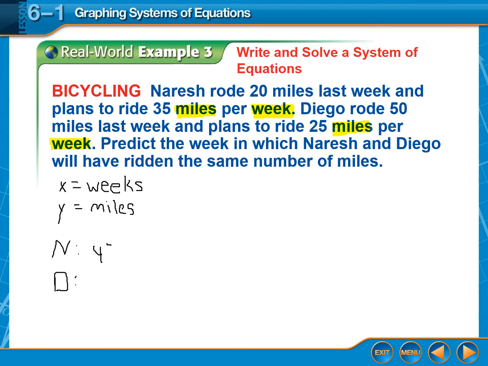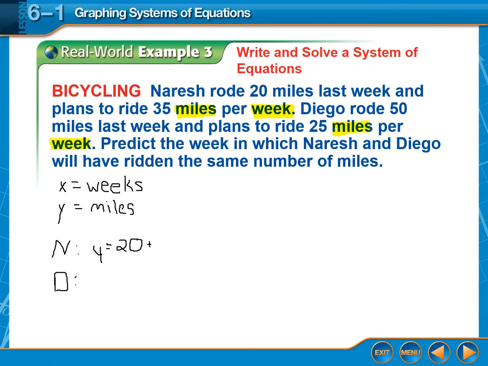So for Naresh, what do we know about Naresh? Well, we know he rode 20 miles last week. So he's starting at 20 miles to get to his total amount. And every week after that, he's going to ride 35 miles. So in 1 week, he'll go 35 miles. 2 weeks, he'd go 35 and 35 for a total of 70. 3 weeks, 35 plus 35 plus 35. So we don't want to have to keep saying 35 plus 35 and so on. We want to simplify it.